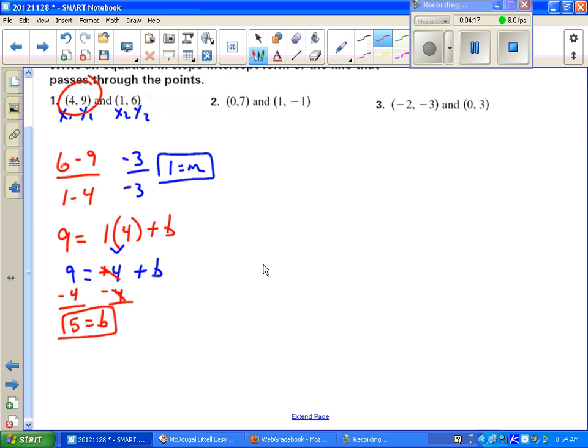Write y equals, leave yourself a little space before the x, and then just plug in your values. Your m value is 1, and your b value is positive 5. Again, you don't need to show that 1 before the x, so your equation would be written in simplest form, y equals x plus 5.